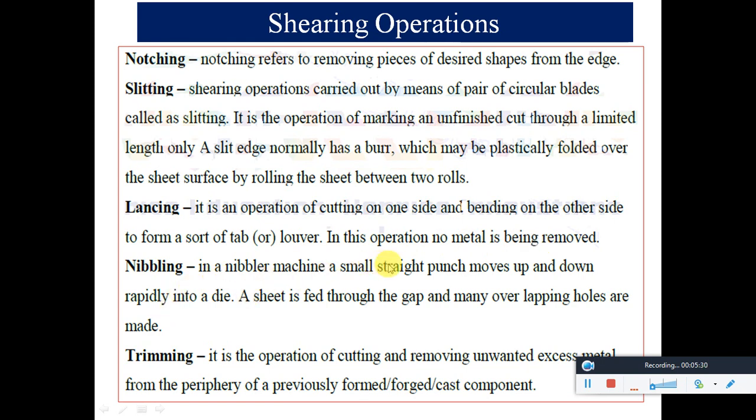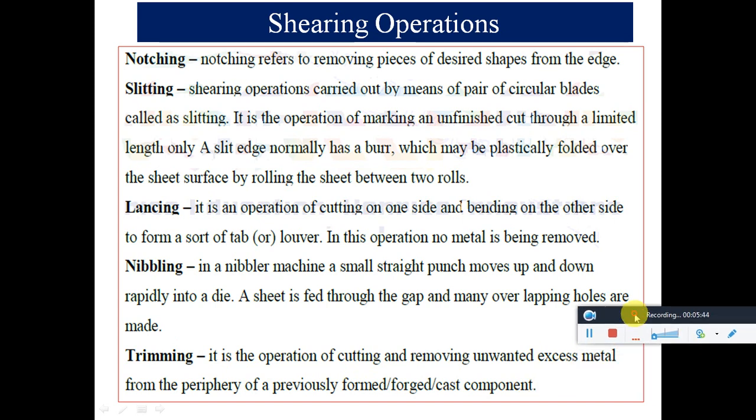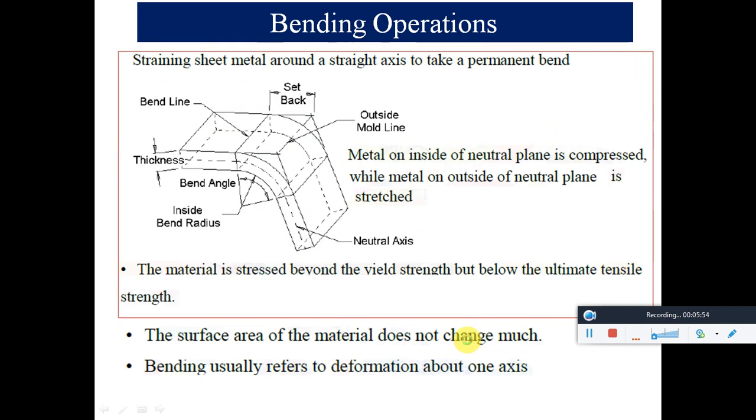And nibbling is where a small straight punch moves up and down rapidly into a die, and a sheet is fed through the gap, and many overlapping holes are made. Trimming is an operation of cutting and removing unwanted excess metal from the periphery of a previously formed, forged or cast component. So the excess metal can be trimmed out by using this trimming operation.